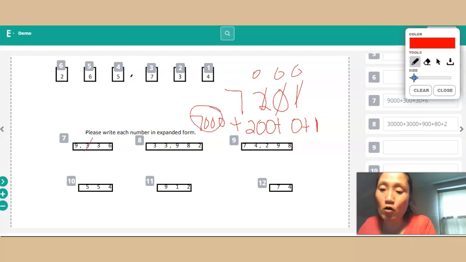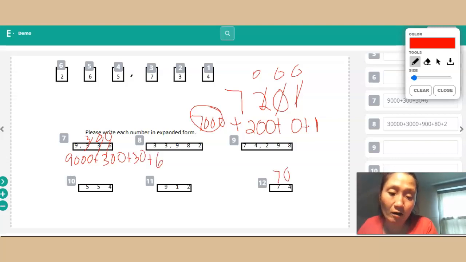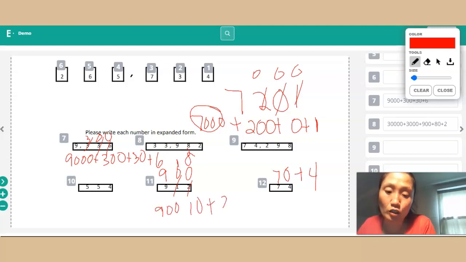I just take off and say, oh, that'll be 3 zeros behind the 9,000, and that'll be 2 zeros behind the 300. That'll be 1 zero behind the 3, and then 6 doesn't have a zero. So this one will have a 7, and then I'll write a 0, plus, and that 4 won't. Okay, so this 912, I'll take those away, those will be zeros. I'll write the 1 here, and then I'll put a 0, and then I write the 2, so that'll be 910 plus 2. And that's the expanded form.